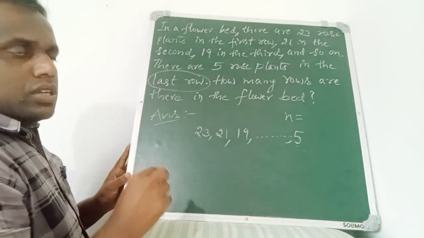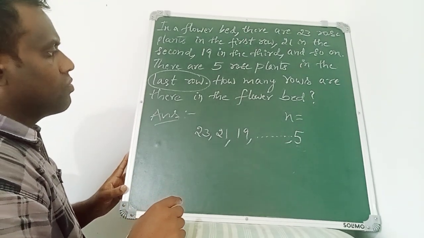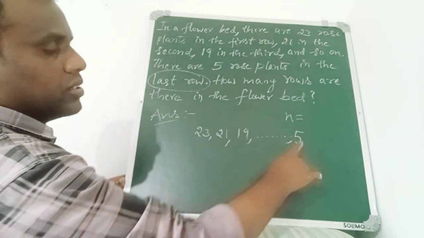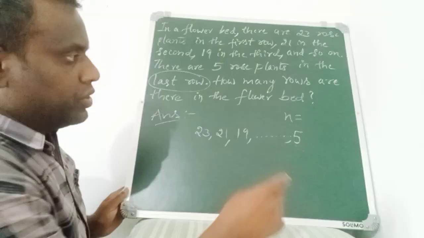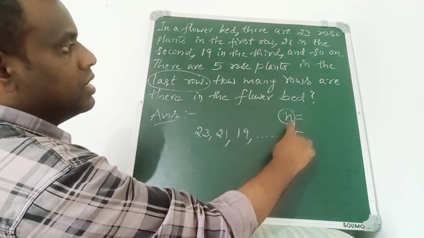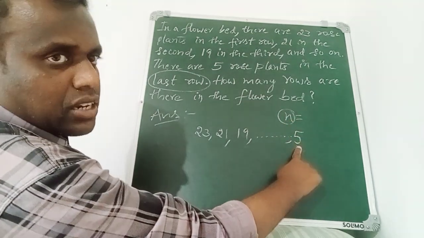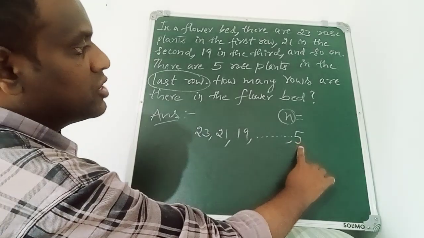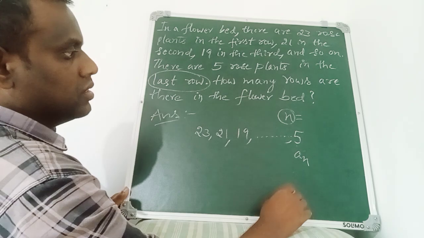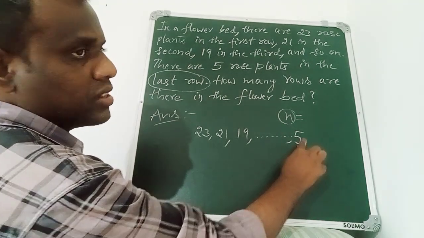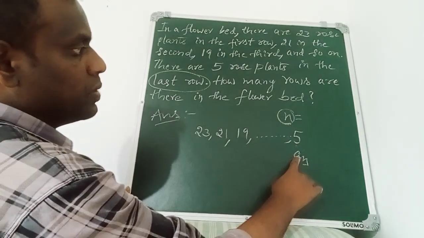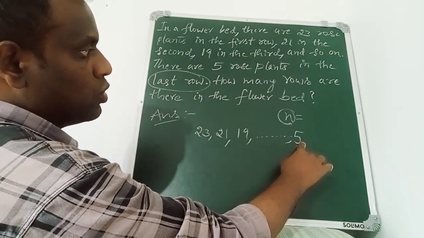Sorry. I said they're telling last row. We don't know which row. I will take this as the nth row. So in the last row, 5 plants means in the nth row, 5 plants are there. That's the meaning. So this 5 is present in the nth row. I will take this as a_n. This 5 is in the nth row, last row. For last row, I am taking n. So because of the nth row, a_n is equal to 5.